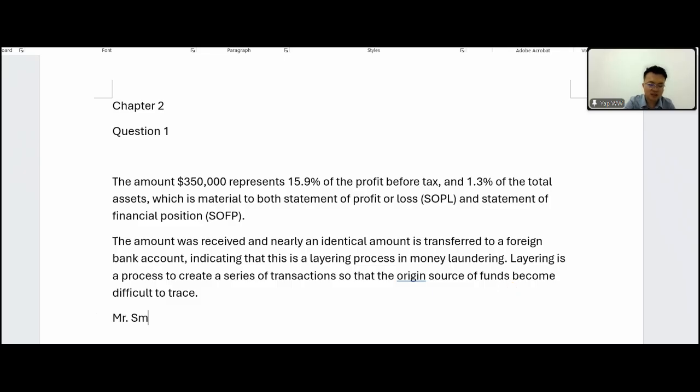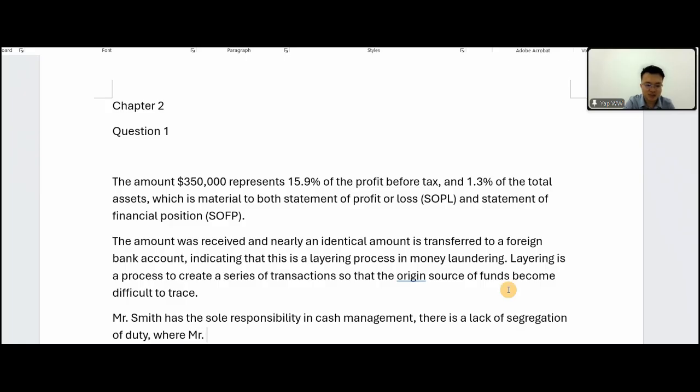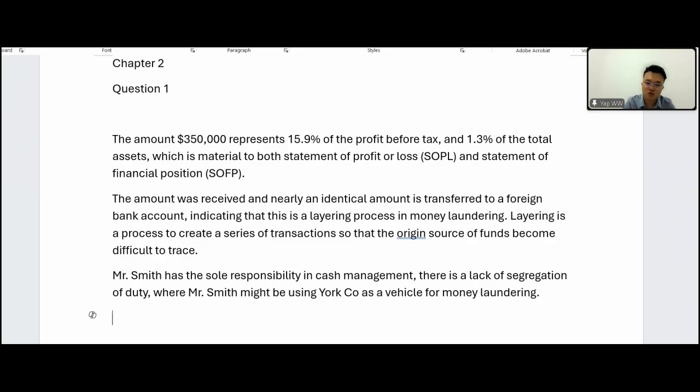Mr. Smith has the sole responsibility in cash management. There is a lack of segregation of duty where Mr. Smith might be using the company name as a vehicle for money laundering. Yeah, that's why it gives rise to a higher risk.